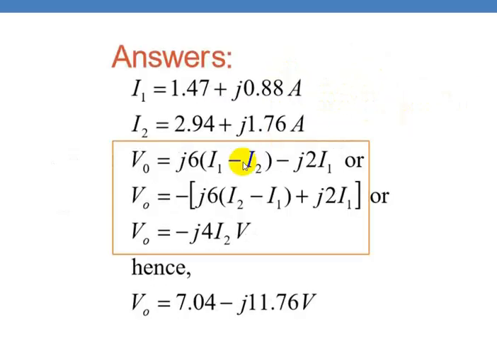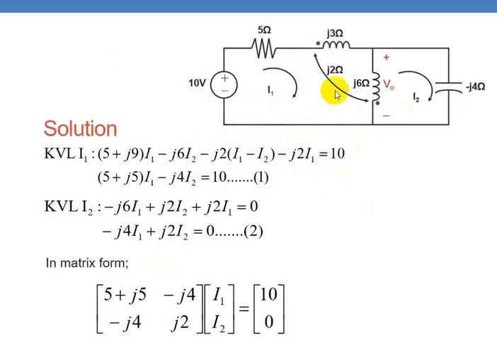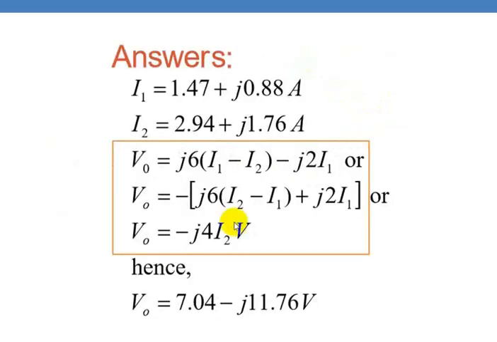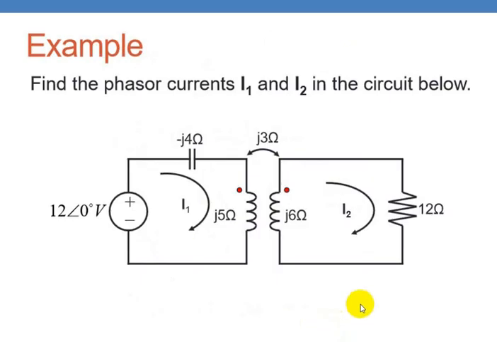Then with this, you drop in the mutual inductance. That is minus J2 into I1. So minus J2 into current in the neighboring coil is I1. So the minus sign because here current I1 is entering here where it is leaving here. So now what you do is substitute the I1 and I2 in these equations. So you get V0 as 7.04 minus J 11.76 volts.